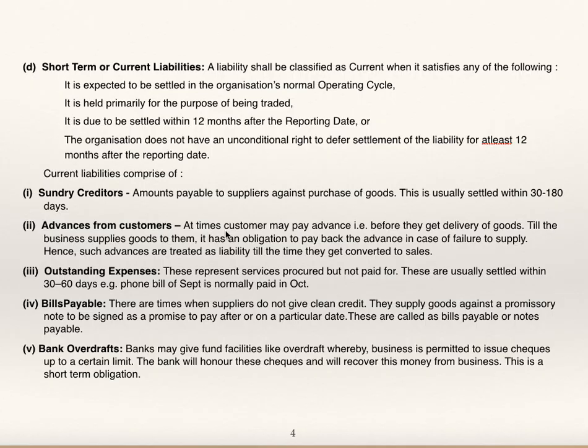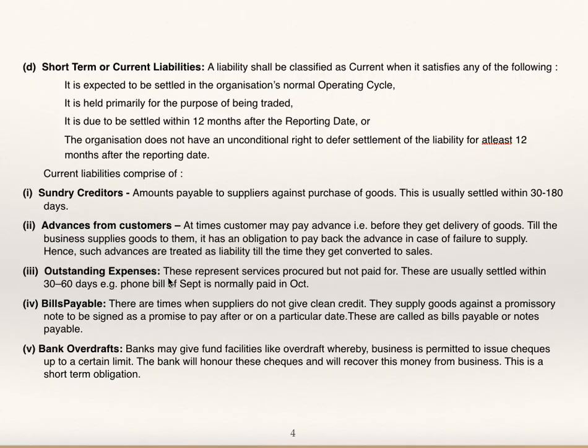Advance from customers. At times, customers may pay advance, that is, before they get delivery of goods, till the business supplies goods to them. It has an obligation to pay back the advance in case of failure to supply. Hence, such advances are treated as liability till the time they get converted to sales.